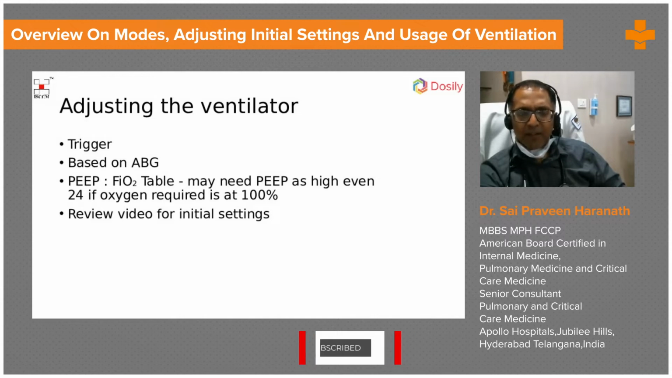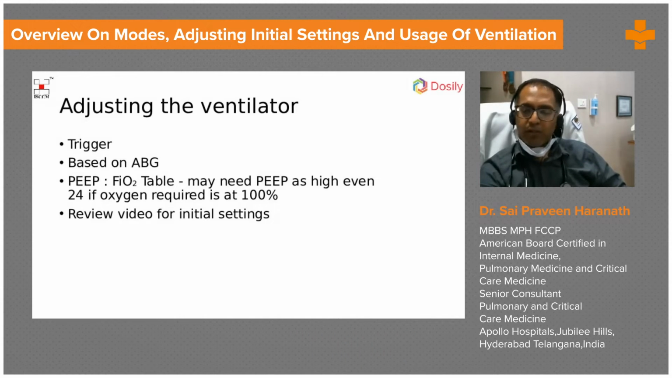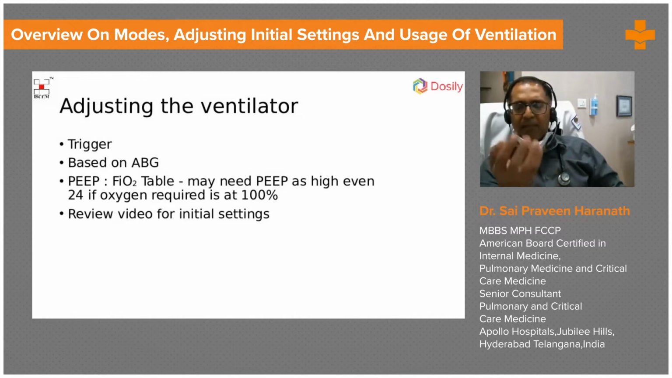When you adjust the ventilator, you can use a blood gas. You can use the concept of a PEEP, FiO2 ratio. And we'll do a review in the video of the initial settings. And of course, we talked about the trigger. The trigger can be pressure related or flow related. The pressure trigger is when you take a deep breath in, the pressure drops, and the machine knows to send the breath in.